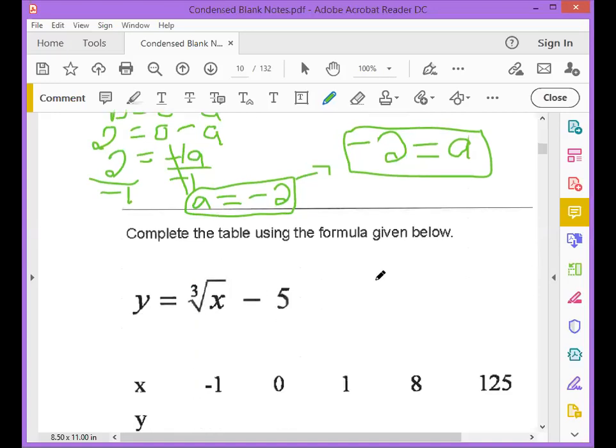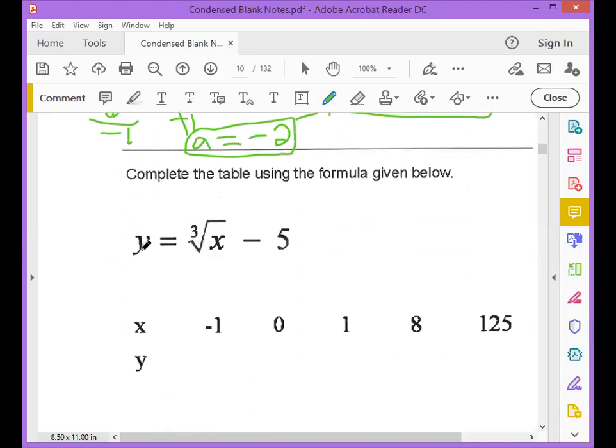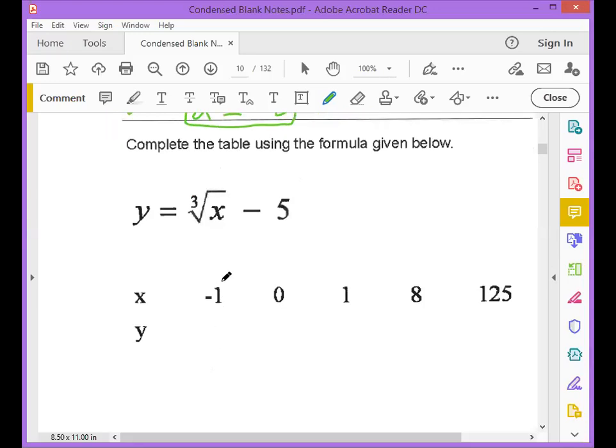Complete the table using the given formula. So here we have this equation, the cubed root of x minus 5, and then we have a bunch of x coordinates. So for each of these spaces, we want to find y. And to get y, what we have to do is substitute x each time to get our y coordinate. Okay, we're going to keep substituting x. So for our first pair, we're going to substitute -1 where x is, and that will give us y.